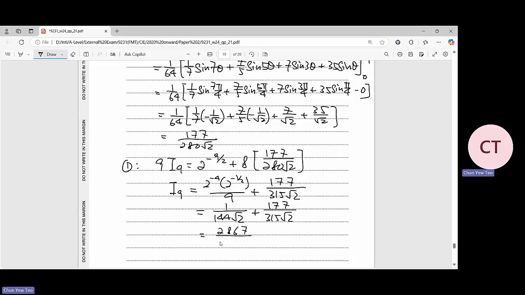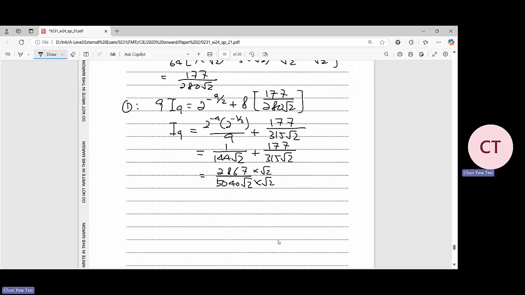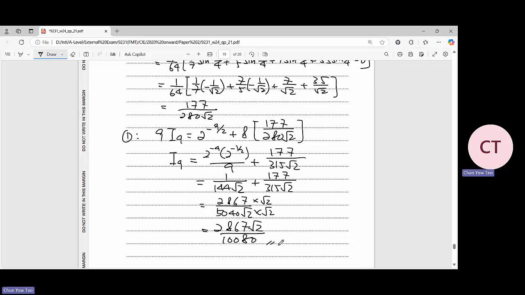And if you combine them together, you get 2867 over 5040√2. But if we want to rationalize the denominator, just multiply by √2 and √2. Over here, you will get 2867√2 divided by 10,080. So this will be the answer.